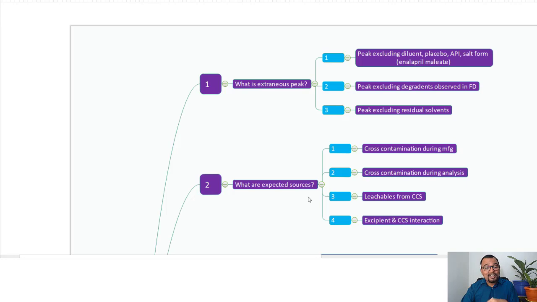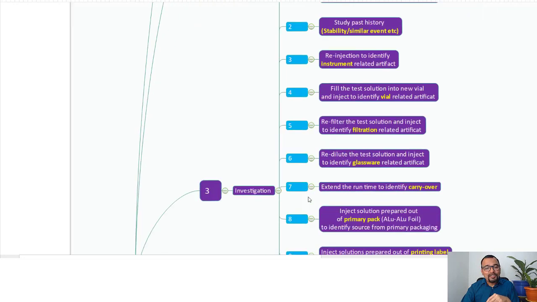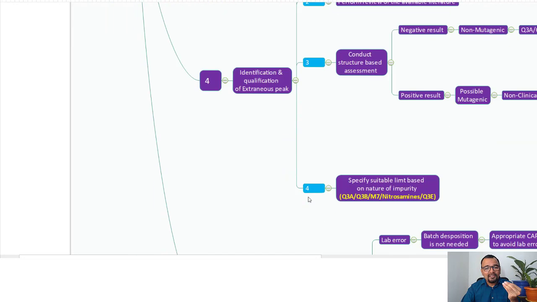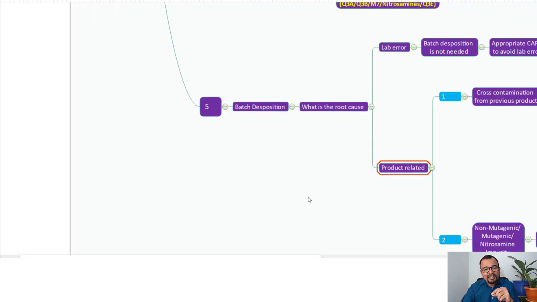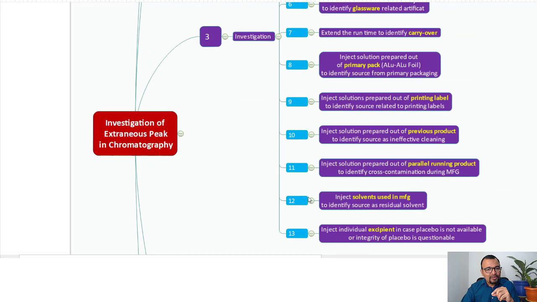So I hope these five important points have given you an overview, right? What is the extraneous peak? What are the expected sources? How to conduct the investigation? Then how to identify impurities? How to qualify the extraneous peak? And then batch disposition. So I think this is a very important point of discussion in case you come across an extraneous peak in a chromatographic analysis.